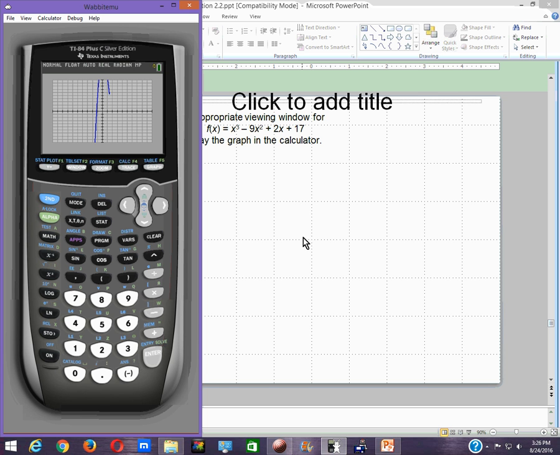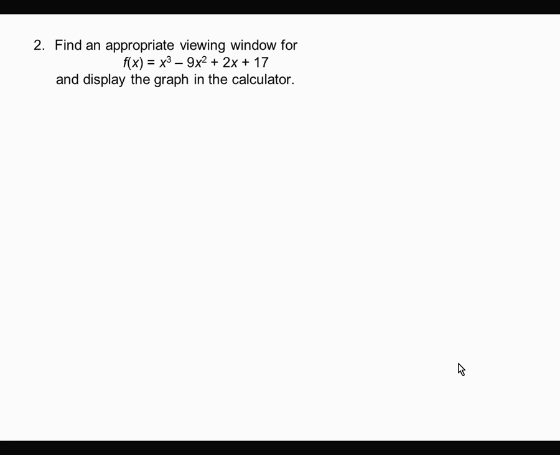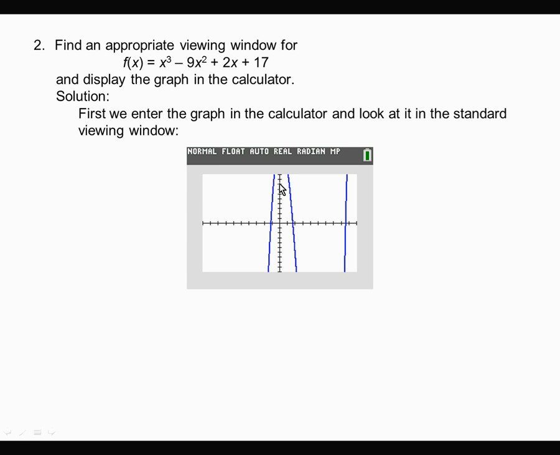It doesn't look like it's working to me. I think I've chopped off a maximum and a minimum. Now our maximum looks like it's between -1 and +1. So to get caught up here, again we entered it into the calculator and looked at the standard viewing window. Again, this highest value looks like it's between x equals -1 and x equals +1.